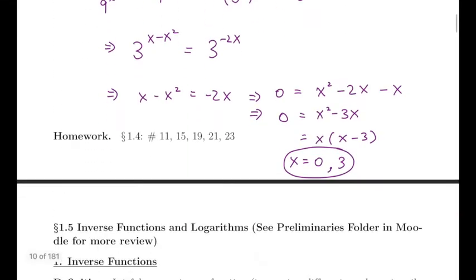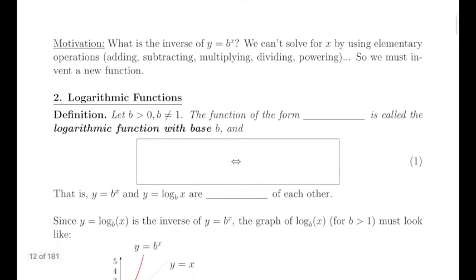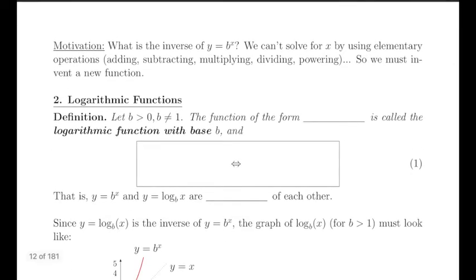So now that we know that it's one-to-one, let's try to find its inverse. In general, to find the inverse means to solve for x, solve for the input variable. But using the elementary operations like adding, subtracting, multiplying, dividing, and powering, you can't isolate for x. So what happened here was that mathematicians decided to come up with a new function that represents the inverse of this exponential function. And that function is called the logarithmic function.